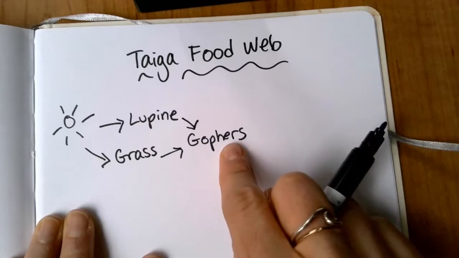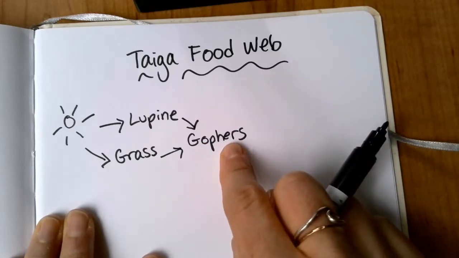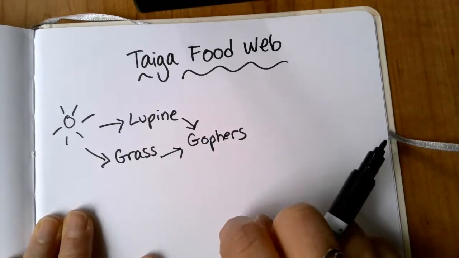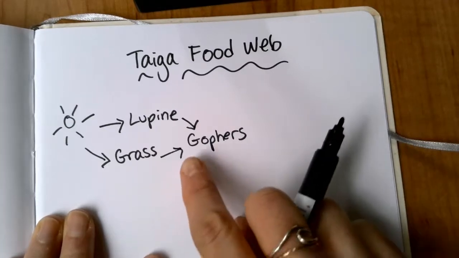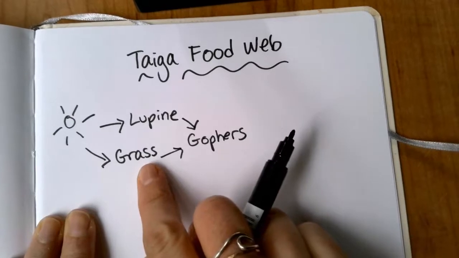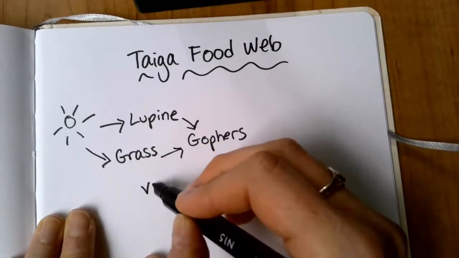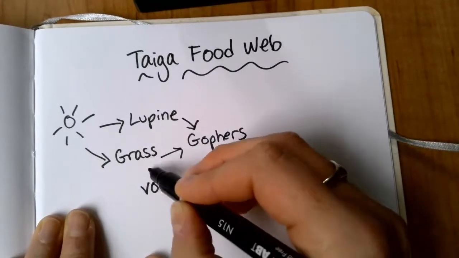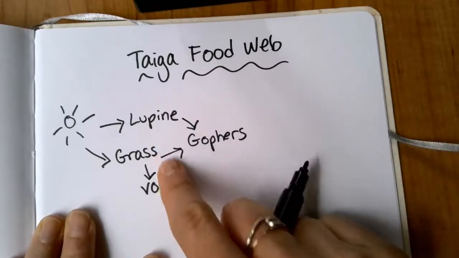Next, voles. Voles are bigger than mice, between mice and moles, and they only eat grass. So I would draw the vole kind of down here, close to the grass. I want you to check, do you have grass giving energy to the vole?